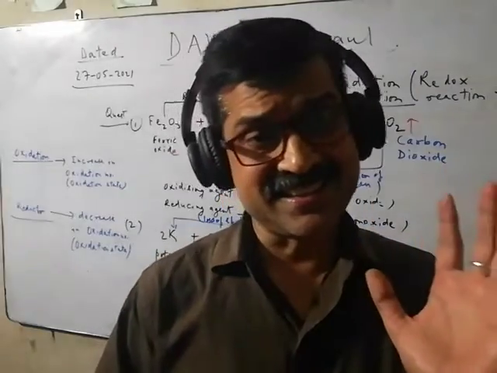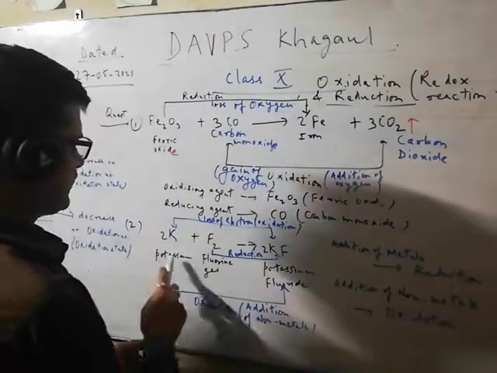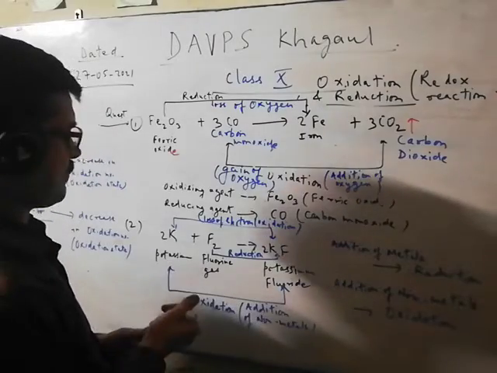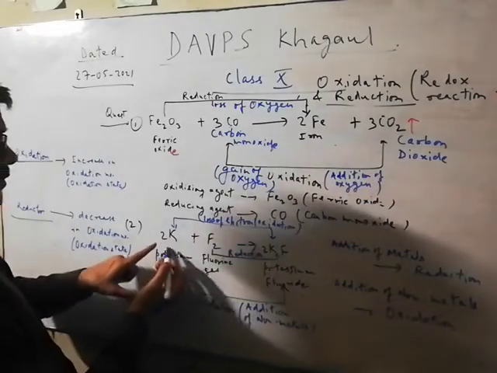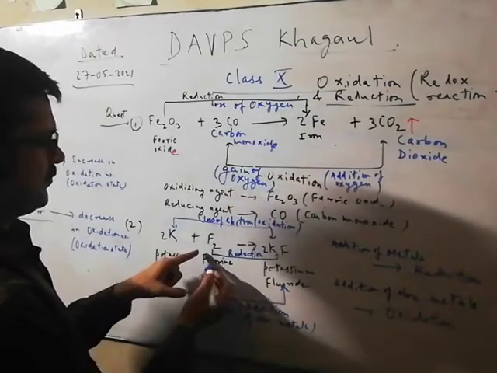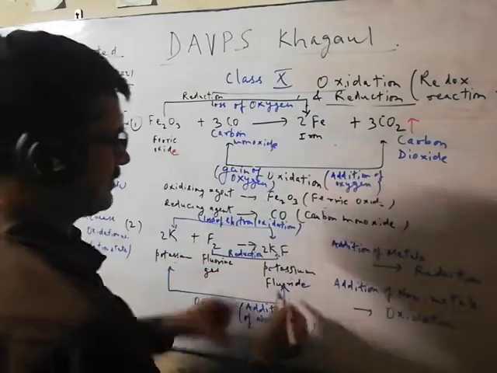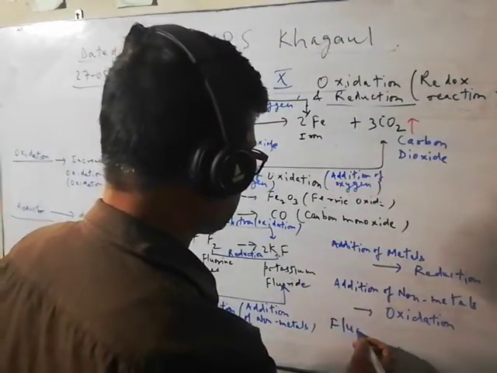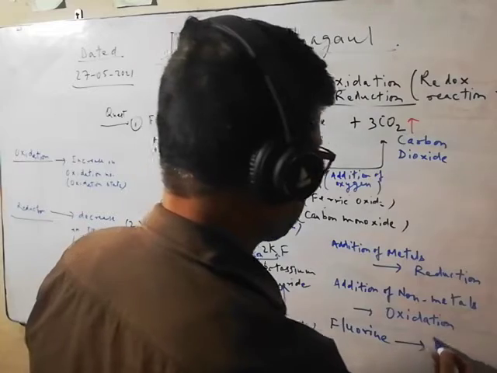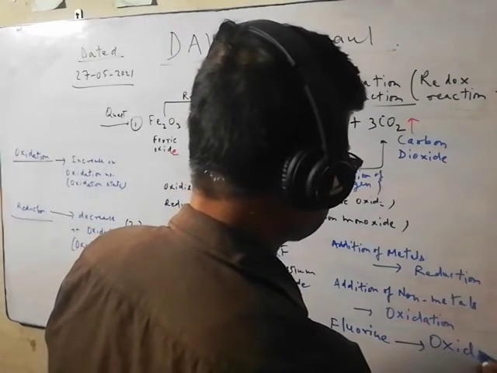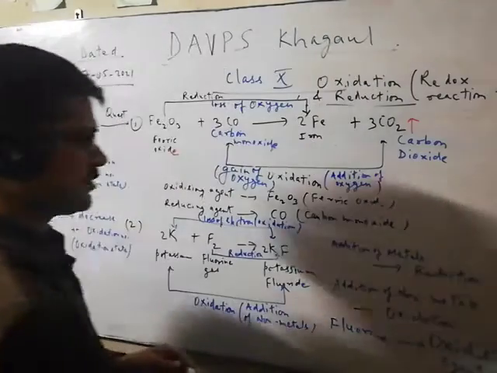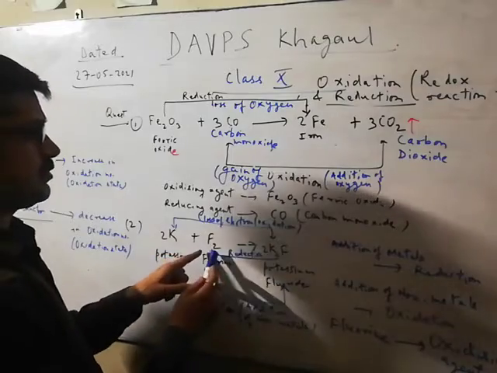Now, what is the oxidizing agent here? If you have to decide the oxidizing agent, what will it be? Potassium is going through oxidation, and fluorine gas is going through reduction. So fluorine will be the oxidizing agent, because it is going through reduction.